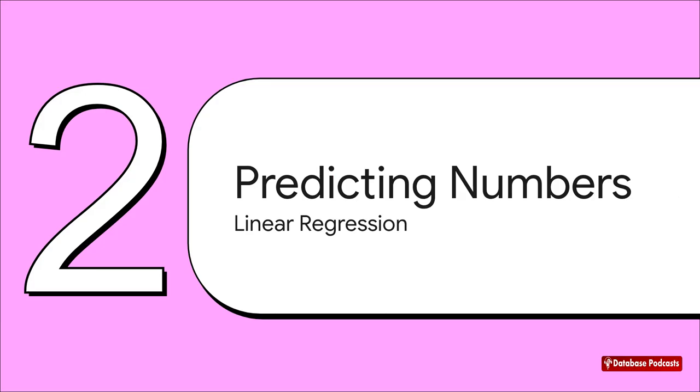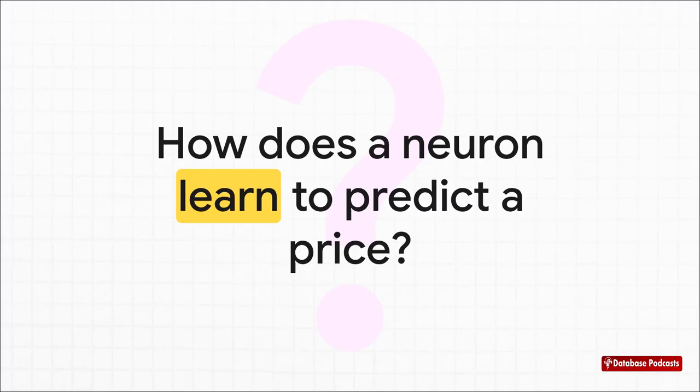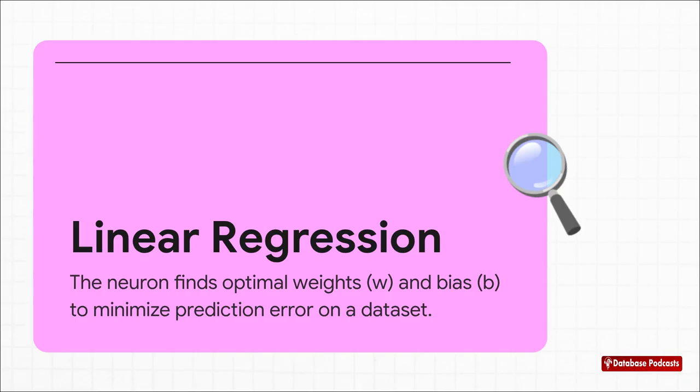Okay, let's tackle that first one. Teaching a neuron how to predict continuous numbers. This whole process is called linear regression. So how does that actually work? Let's get practical. How does a neuron take a bunch of data about houses and somehow learn to spit out a reasonable price prediction? The goal is really straightforward. The neuron tries to find the absolute best combination of those weights and that bias to make its predictions as close to the real prices as possible.